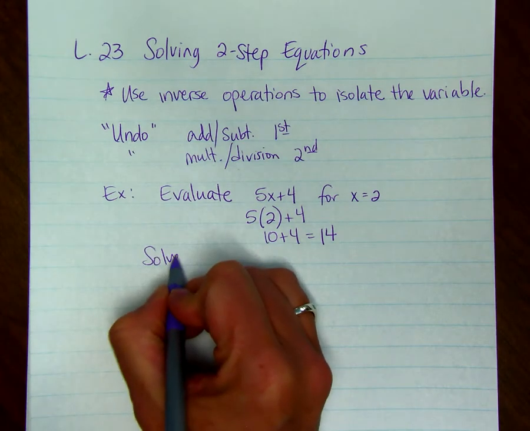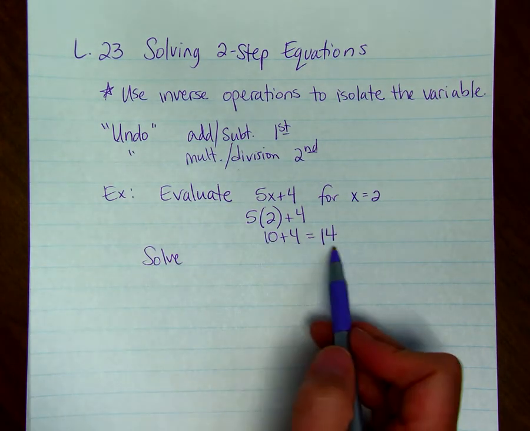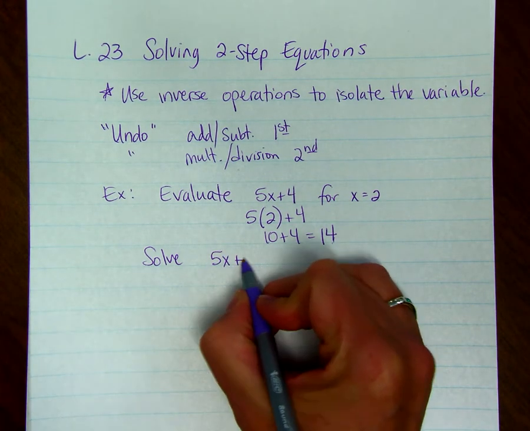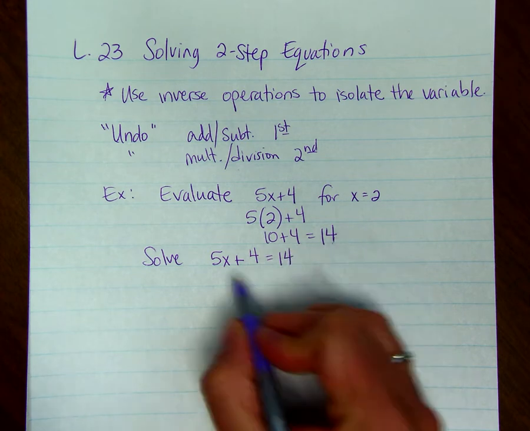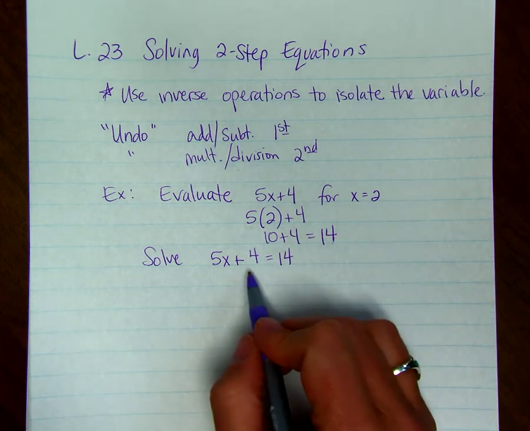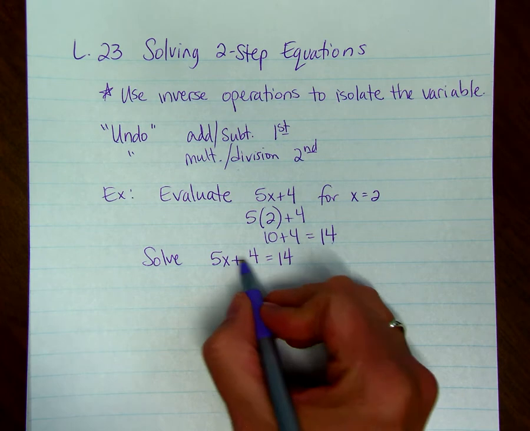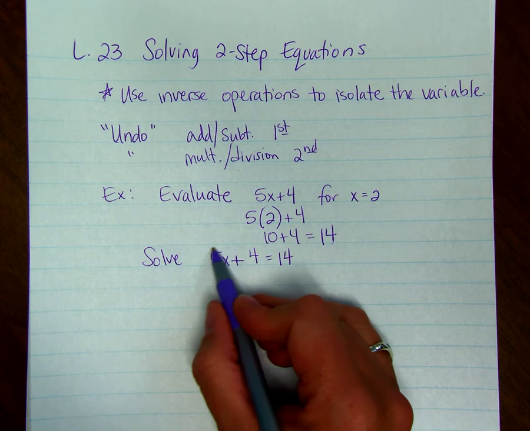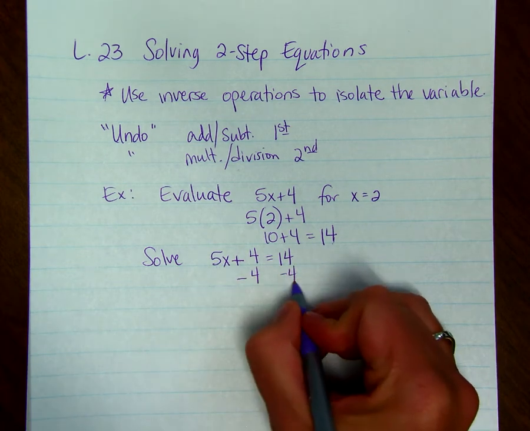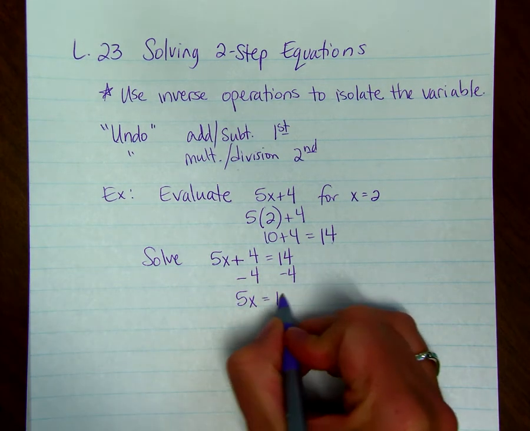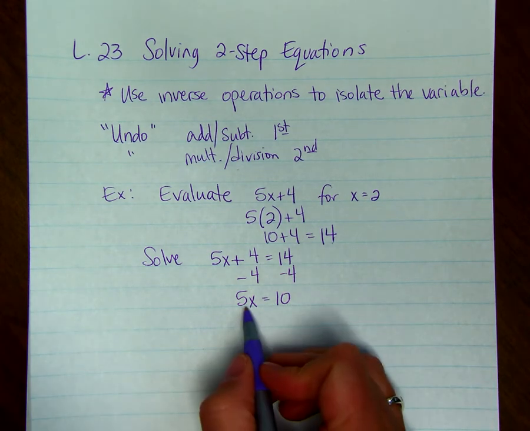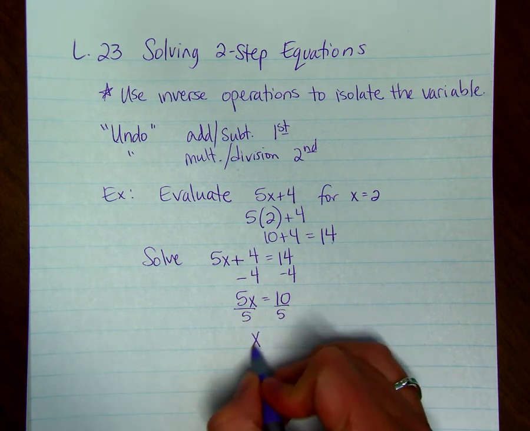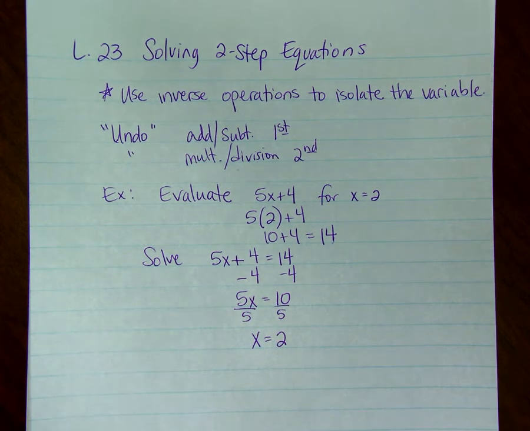Now if we want to solve, so evaluate means you're just coming up with the answer or the solution to the problem. Solve means we want to come up with what does x equal in order for this equation to be true. So we want to undo addition and subtraction first. So we find the variable. It has 4 being added to the term, so we want to subtract 4 from each side of the equal sign. So we have 5x equals 10. Then we want to undo the multiplying by 5, which is divide by 5. So we have x equals 2.